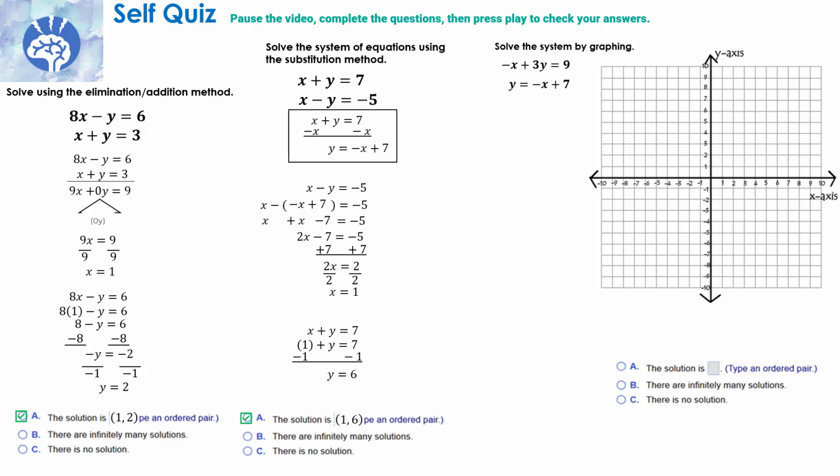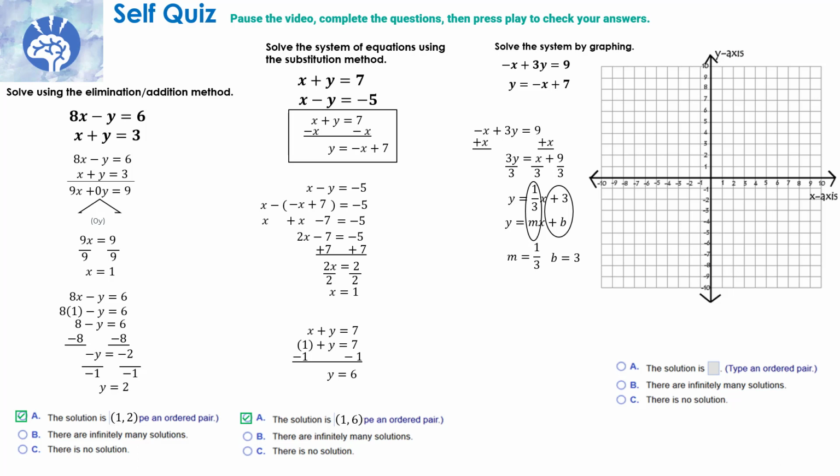Let's look at the last one. Solve the system by graphing. We have negative x plus 3y equals 9, and y equals negative x plus 7. Let's look at the first equation. I need to solve for y. I'm going to add x to both sides, and then divide by 3. This gives us our slope-intercept form. y equals 1/3 x plus 3. My slope is 1/3, that's rise over run, and my y-intercept is 3.